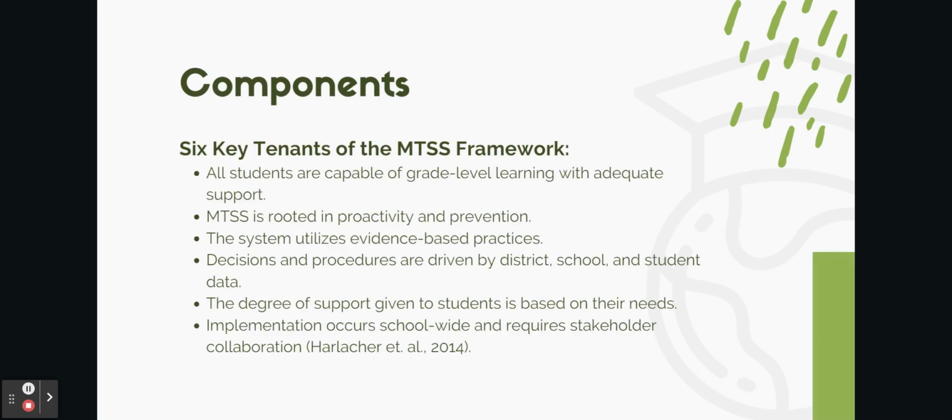There are six key tenets of the MTSS framework. All students are capable of grade level learning with adequate support. MTSS is rooted in proactivity and prevention. The system utilizes evidence-based practices. Decisions and procedures are driven by district, school, and student data. The degree of support given to students is based on their needs. And implementation occurs school-wide and requires stakeholder collaboration.